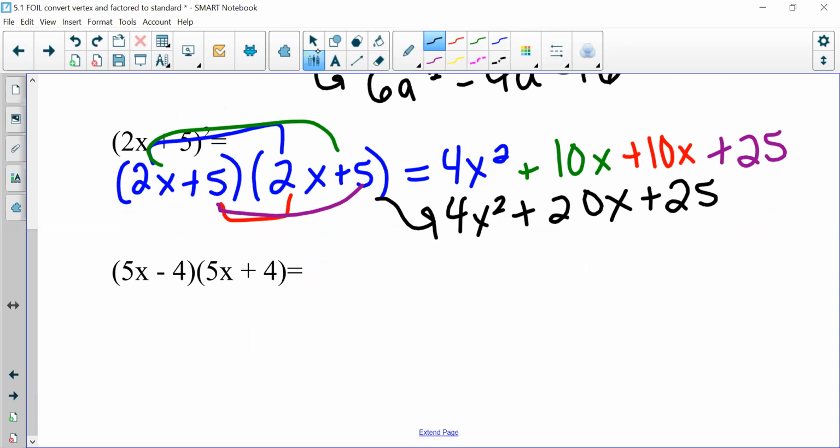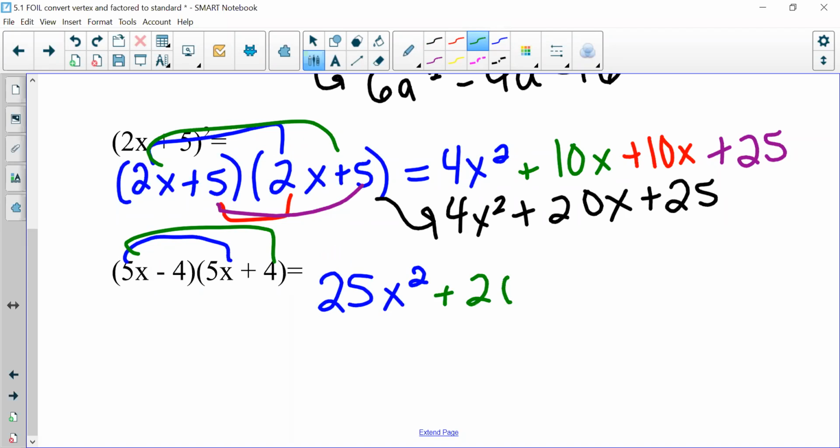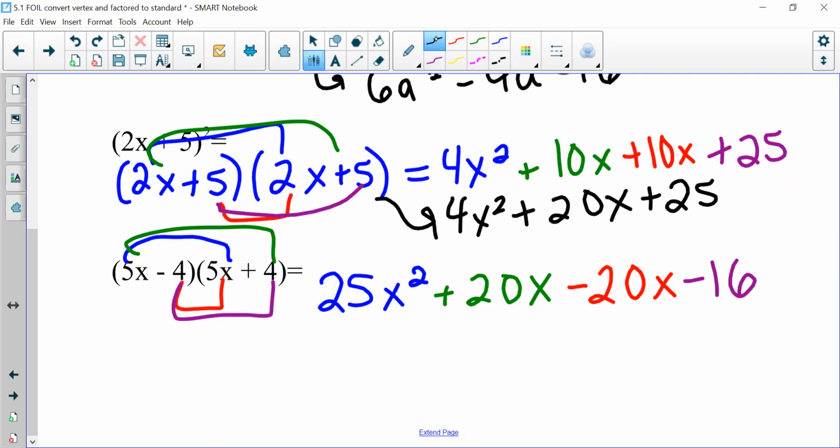All right, let's look and see what happens if our brackets look the same, but one has a minus sign and one has a plus. What's my first term here? 25x squared. Very good. What's my next term? It's positive 20x. Yeah. What's my next term? Negative 4 times 5x is going to be negative 20x. Okay. And what's my last term? It's going to be negative 4 times 4. So it's going to be negative 16. Good.